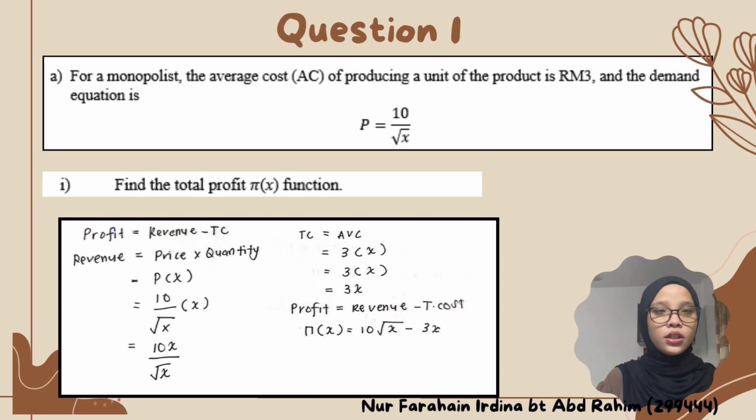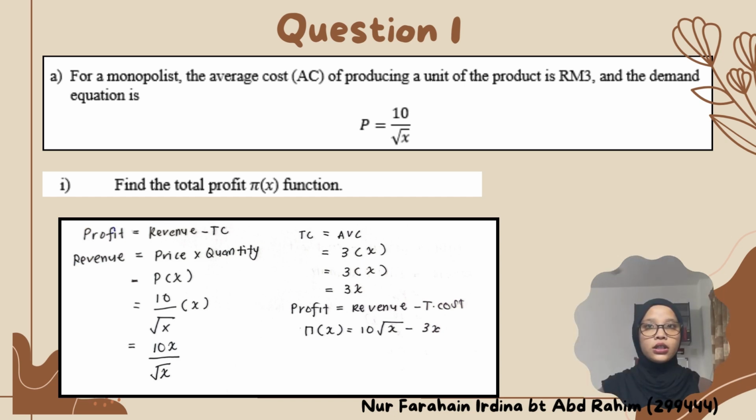For the first question, for a monopolist, the average cost of producing x units of the product is RM3, and the demand equation is price equals 10 divided by the square root of x. So the first question is: find the total profit function.